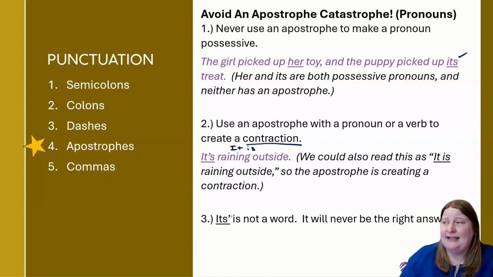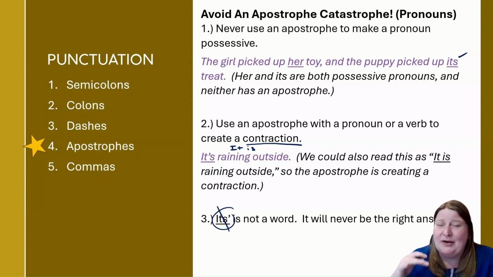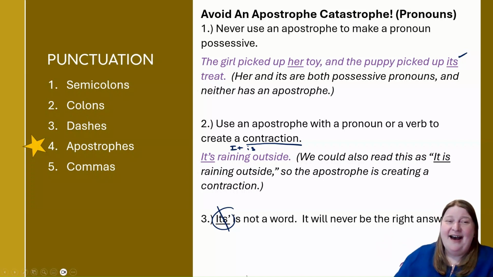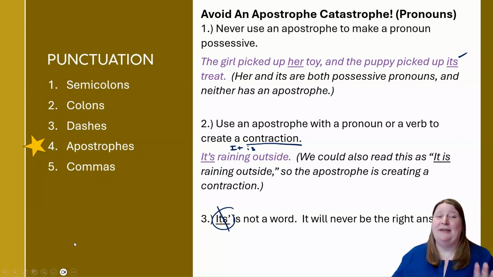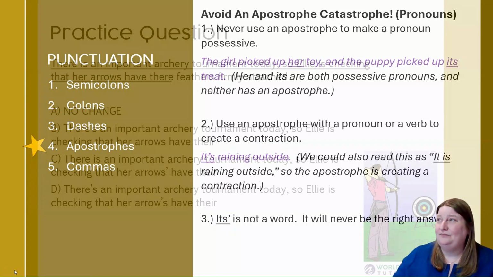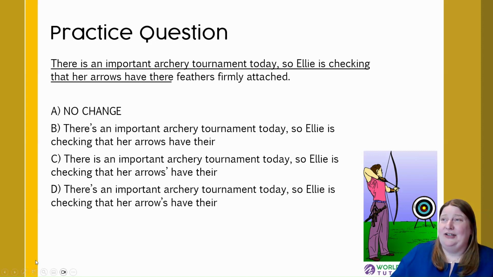And what about this? I-T-S apostrophe? It's not a word. If you see it, and sometimes you do, especially on the ACT, cross it off immediately. That's never going to be the right answer. Okay, I told you to have a lot of examples. We're going to mix together nouns and pronouns and make sure that you have this straight. All right, try this first one. This is actually an ACT style question, and that's okay.